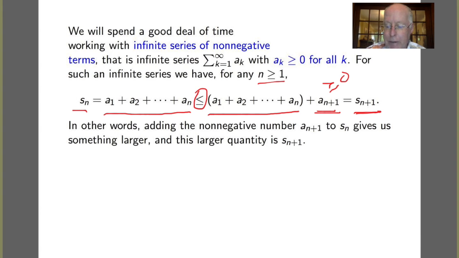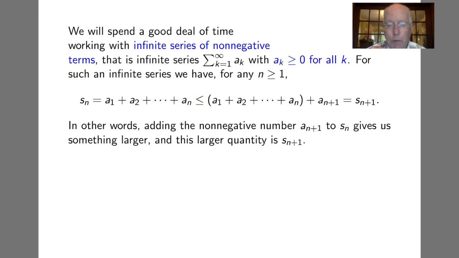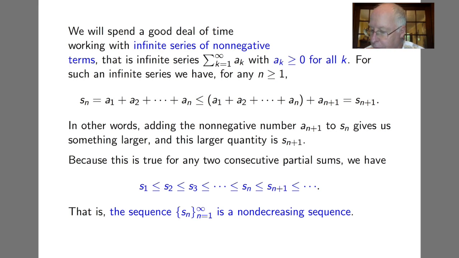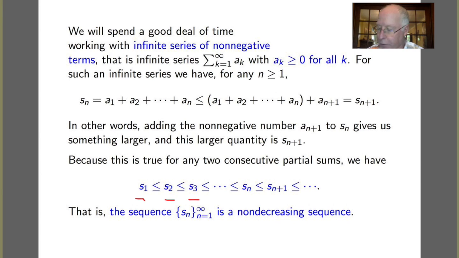So what that means is that since this is true for any two consecutive terms of the series, what we have shown here is that the partial sums S1, S2, S3, etc. get bigger as we move out in the sequence of partial sums. In other words, the sequence of partial sums is a non-decreasing sequence. We talked a little about non-decreasing sequences when we studied sequences, and we'll see that our results in that case have an important consequence when working with series.